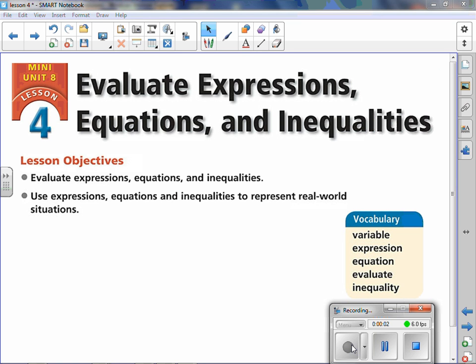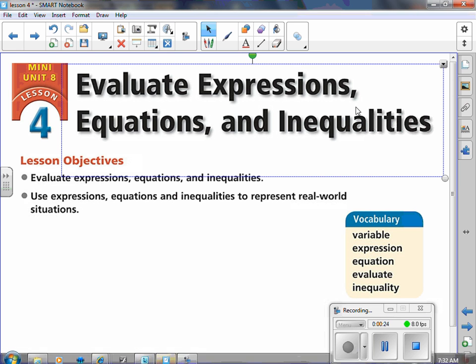All right, we're on Unit 8, Lesson 4. We're talking about expressions, equations, and inequalities. So I'm going to go through some of those vocabulary words first. A variable is just the unknown letter. So you guys will typically think of a variable as having an algebraic equation attached to it. So it's got that unknown letter in it.